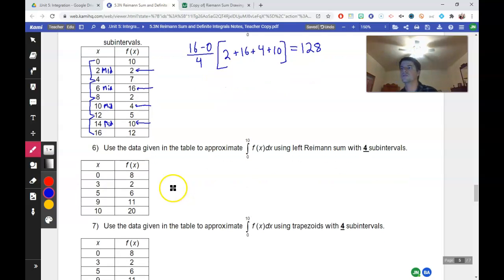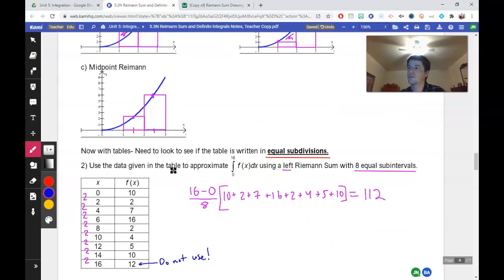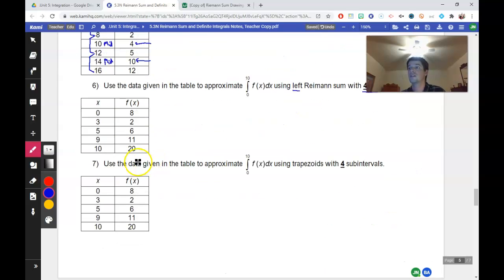For number 6, we're going to use the data given in the table to approximate the Riemann sum. It's a left Riemann sum, and it only has 4 subintervals, but remember what I said to check every time. We haven't done this in a while because we've been using the same table. Always check to make sure it's written in equal subdivisions. Here, they're not equal subdivisions, right? Because it goes up by 3, then goes up by 2, then goes up by 4, then goes up by 1.